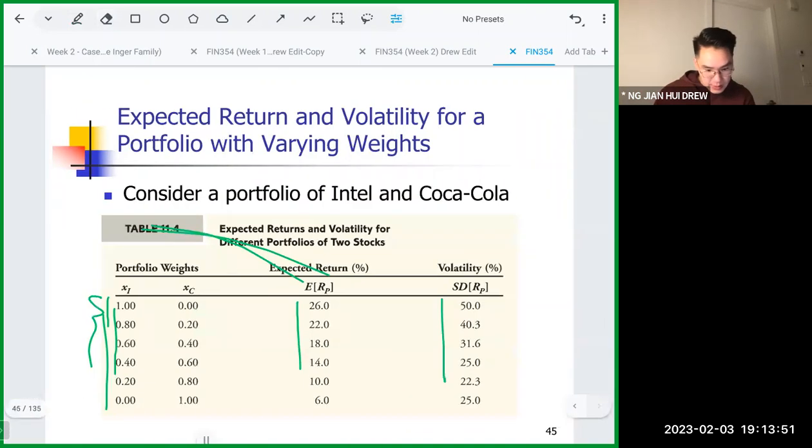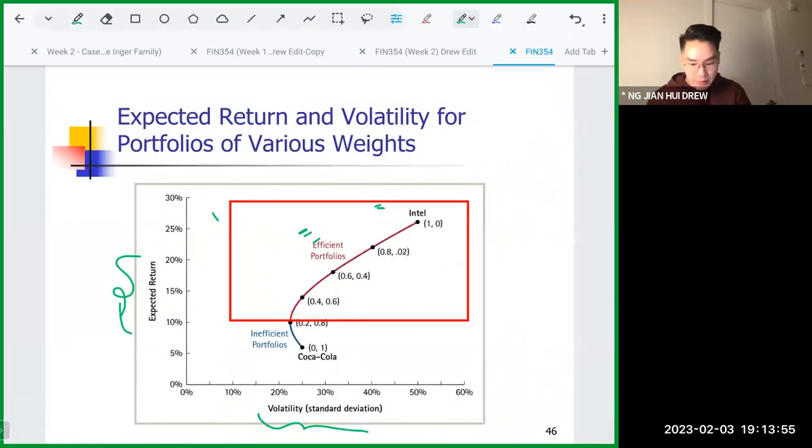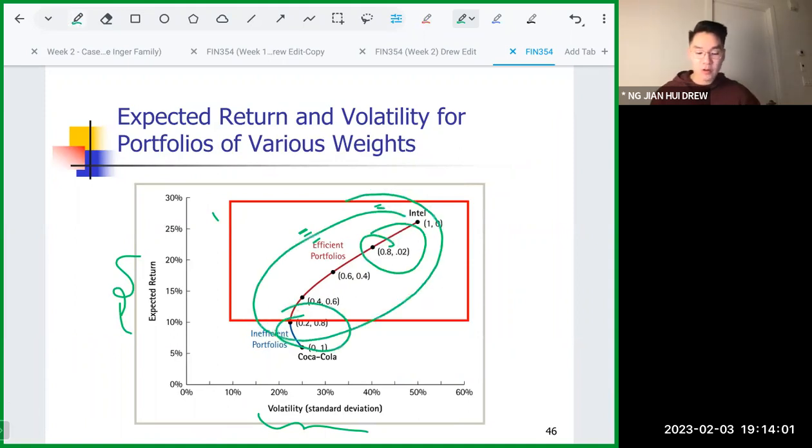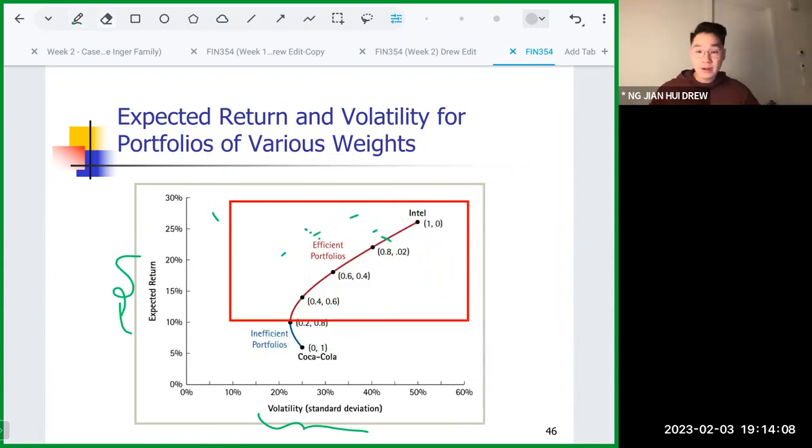Let me just see again. One is Intel. So at least 80% Intel, 20% Coca-Cola, or 20% Intel, 80% Coca-Cola. So this portion here is the efficient portion. All right. Anyone has issues with this graph? Because we'll see variations of this graph. So this is the most basic form of this so-called efficient frontier.